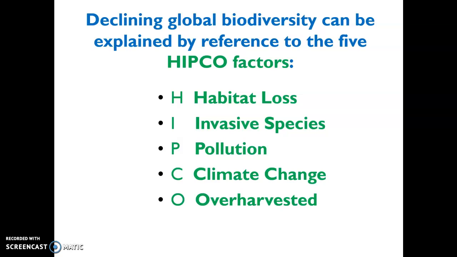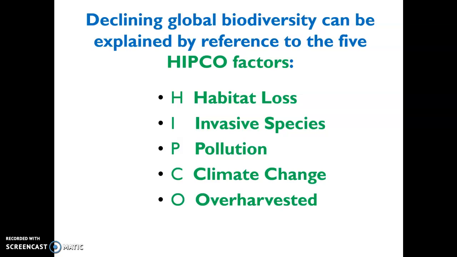So the H stands for habitat loss, but it includes not only habitat loss, but habitat degradation and fragmentation. The second cause, the I, stands for invasive species, which are species that were not historically present in a particular ecosystem, and once they've moved in, they start taking over and causing the other native species to not be able to compete. The P stands for pollution. It could be air, water, and soil.